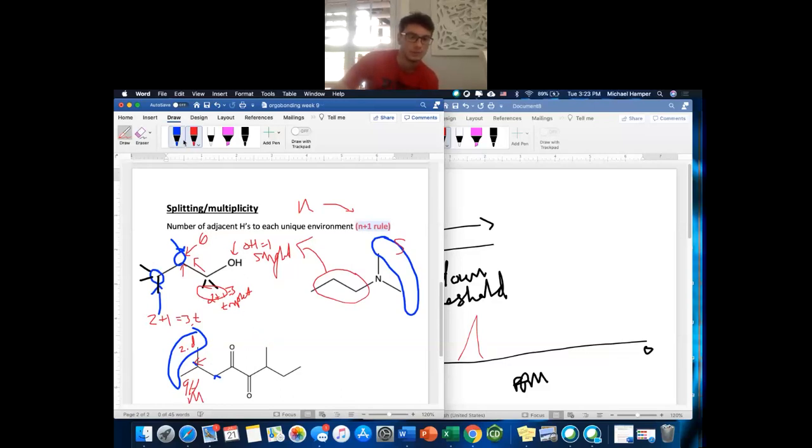So there are other ones, but for here, there is 1 neighboring hydrogen. So 1 plus 1 is a doublet. This one, there are 2 neighboring hydrogens, so it is 2 plus 1 is 3. It's a triplet, and so on. So does getting multiplicity make sense so far?